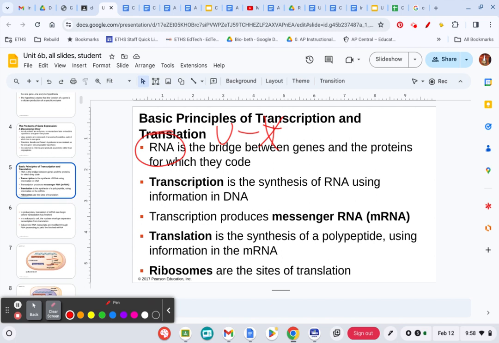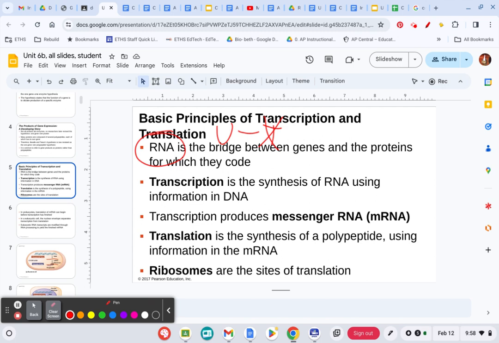But somehow we have to go from the DNA that's stored in the nucleus to getting, where do we make proteins? Where do we make proteins? In the ribosomes. So we're going to have to get that DNA code some way, somehow. We've got to get that to the ribosomes.